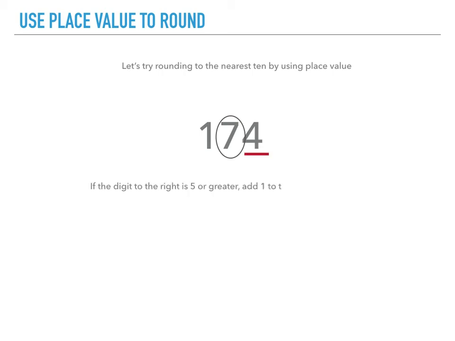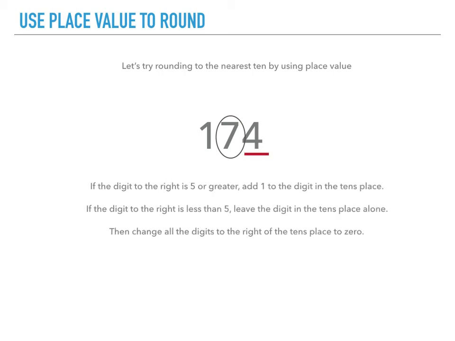What we will do next is look to the digit to the right of the one we are rounding to. If the digit to the right is 5 or greater, add 1 to the digit in the tens place. If the digit to the right is less than 5, leave the digit in the tens place alone. Then change all the digits to the right of the tens place to 0. You can see the example here. We left the 7 alone, and then we changed all the digits to the right of that to 0.